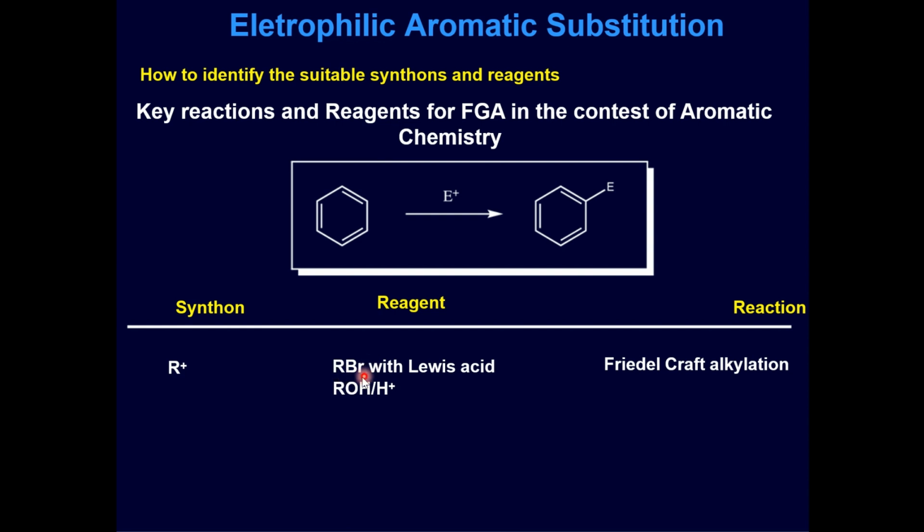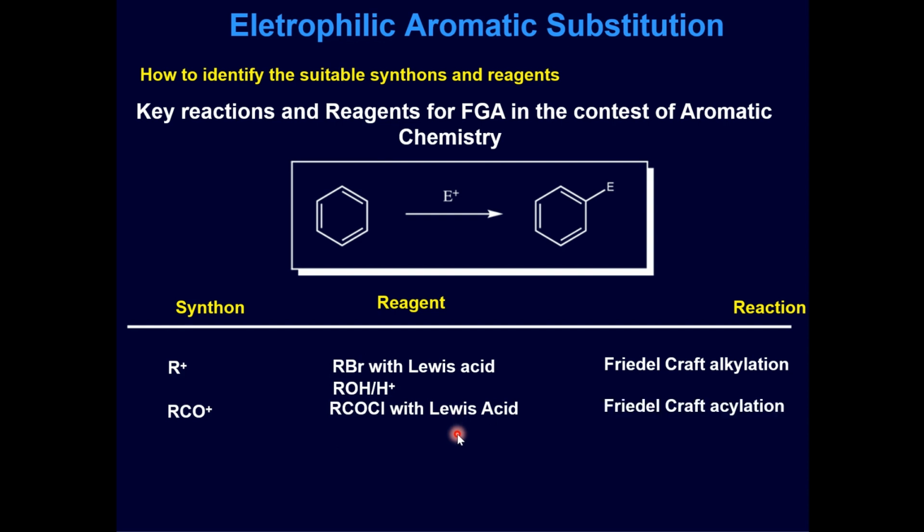Instead of this alkyl halide, I can also use alcohol. For the same reaction, I can use a different reagent and get the same product. This you can appreciate now: the knowledge of basic organic chemistry, the knowledge of basic types of reactions, and the knowledge of the mechanisms of the reaction. If I want RCO plus, I can use RCOCl as the reagent and I can use Lewis acid, as we have seen in the previous example.